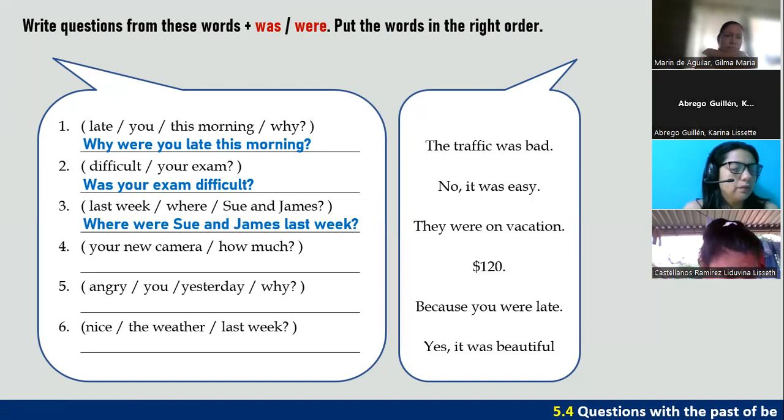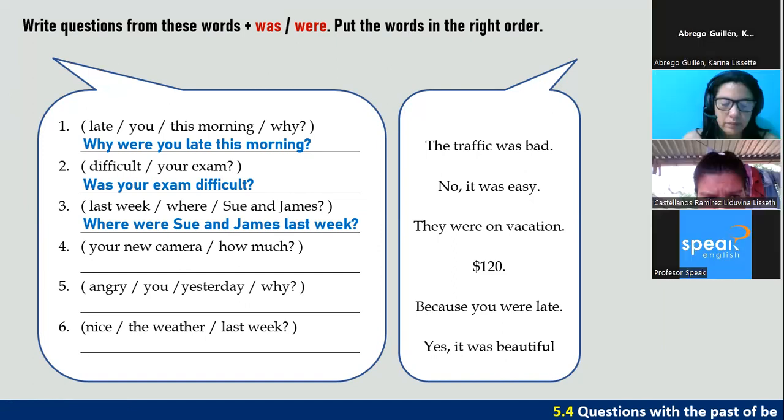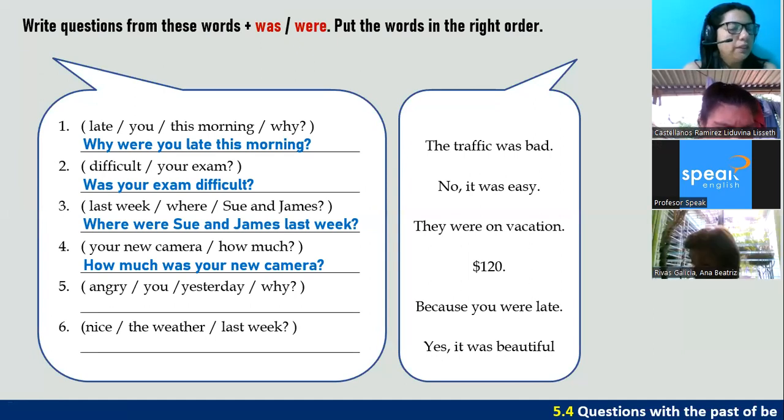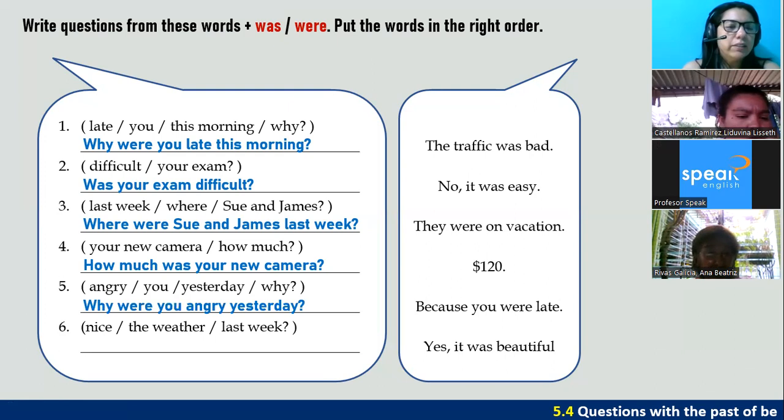What about number 4? What was your new camera? Yes, right. How much was your new camera? Number 5. Number 5 sería, why were you hungry yesterday? Angry. Okay. Why were you angry yesterday? Because you were late, right? Number 6. Liduvina.